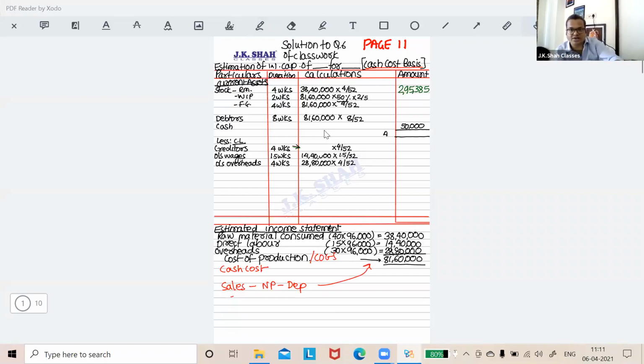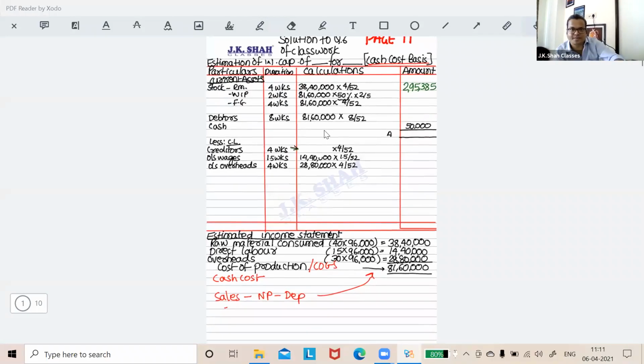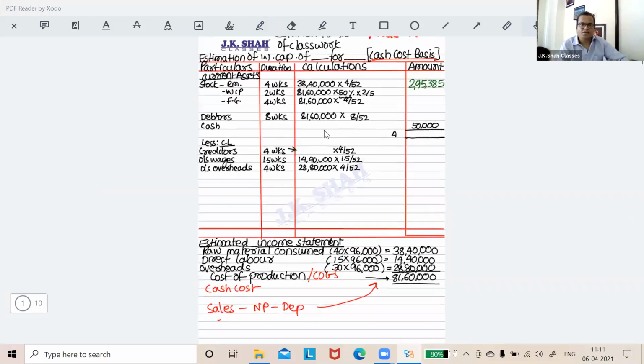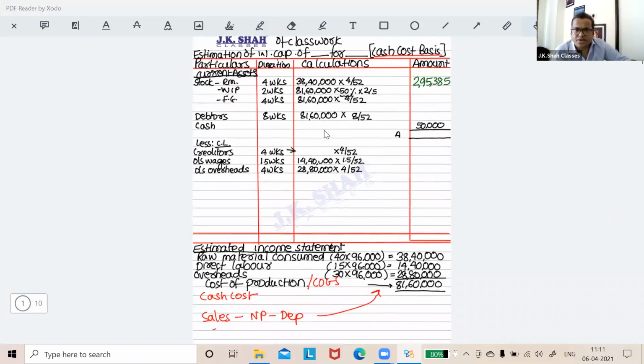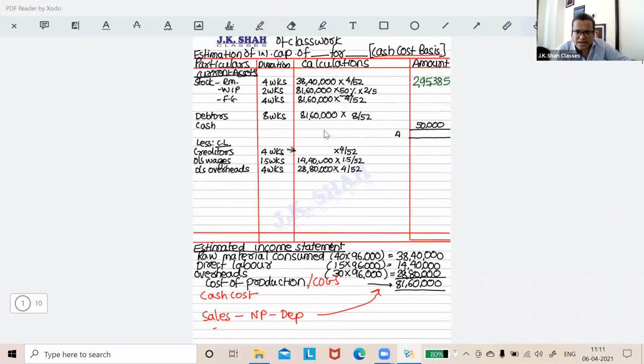So then we can calculate. Raw material we have already calculated: 38 lakh 40,000 into 4 by 52. WIP, see everything at 50%. Okay, so raw material 50%, wages 50%, overheads also 50%.